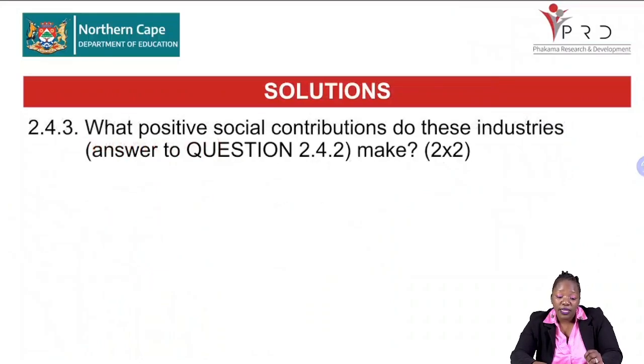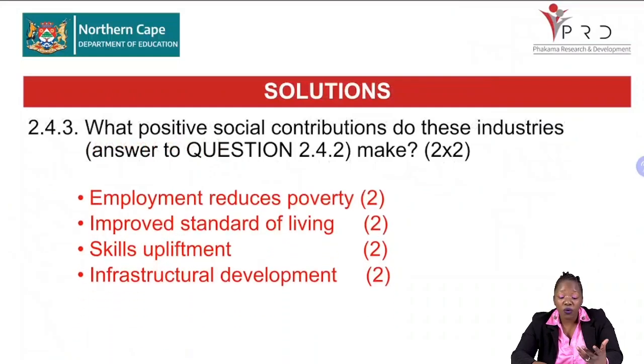Then the third question: what positive social contribution? Remember, social refers to the things that are happening to humans. So what positive social contributions do these industries that we have answered, your maritime, make? Number 1, they have to employ people. Employment will reduce poverty. If people are being employed, they will be able to provide for their families, which means poverty will be reduced.